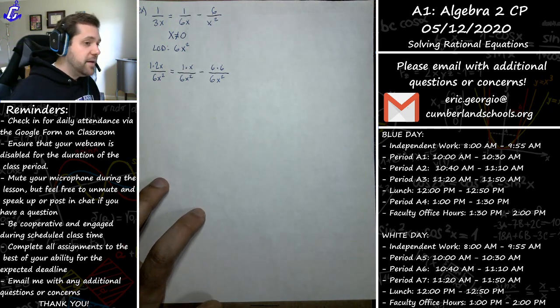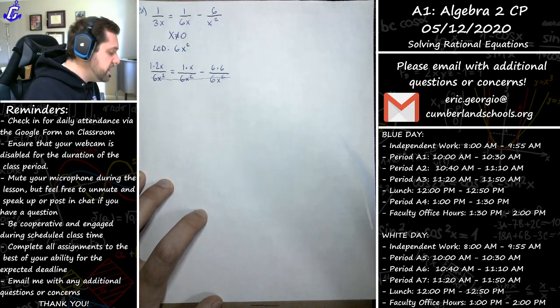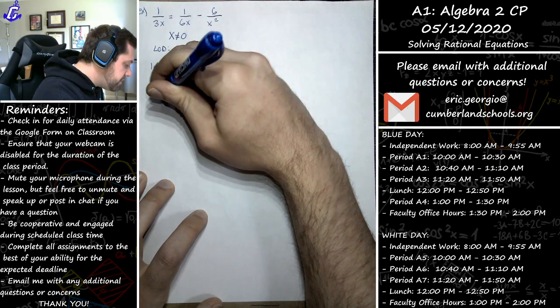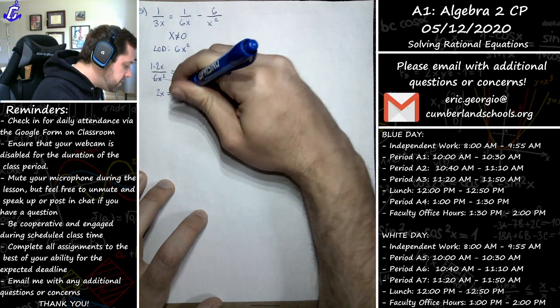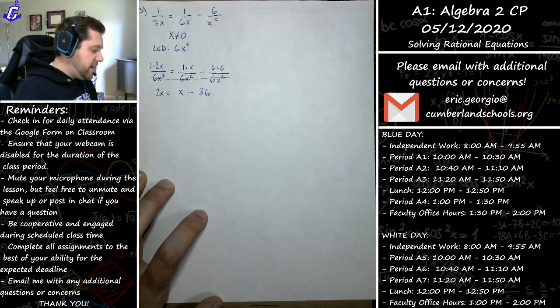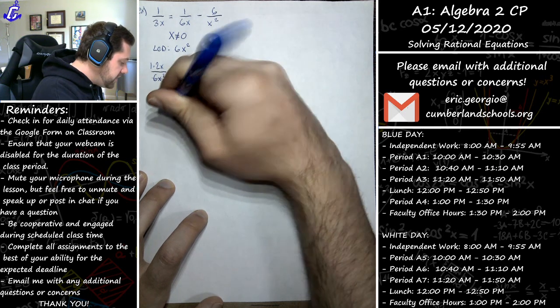Now we can go ahead and combine like terms and simplify. All the denominators are the same, so we can disregard those. We could just pay attention to the top. We got 2x equals x minus 36. And this is now just Algebra 1 territory where we subtract x from both sides, and I get that x is negative 36.